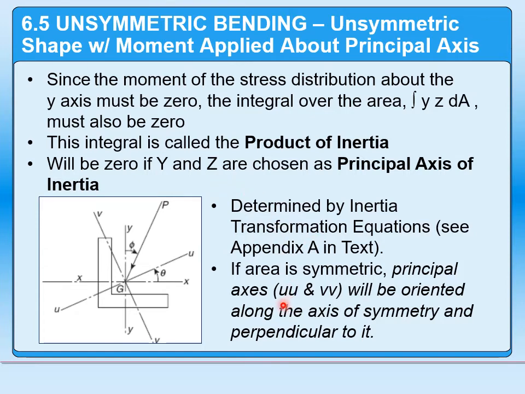Now, keep in mind, if the area is symmetric, our principal axes are just going to be oriented along the axes of symmetry. So in this case, if we can define a symmetry here, we can show that our principal axes are aligned along that symmetry, where this is a reflection over this. So pretty straightforward where our principal axes are if we have a symmetric beam.